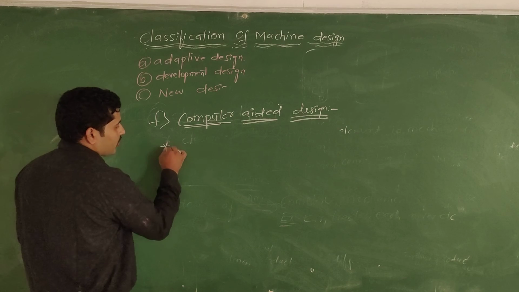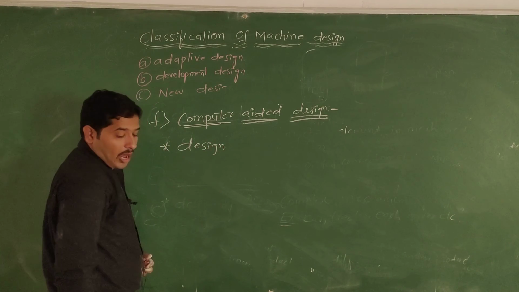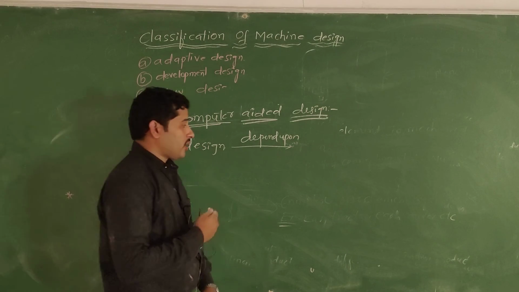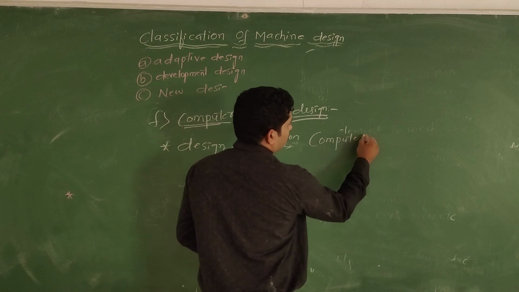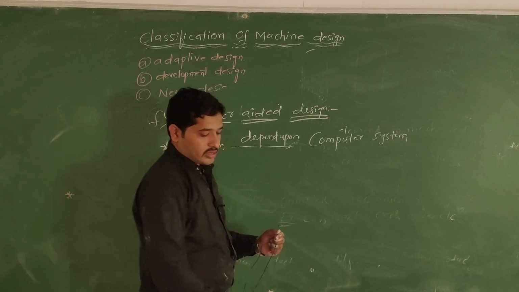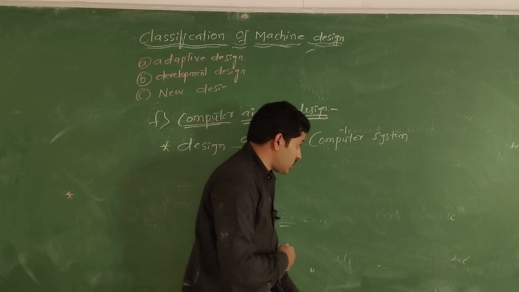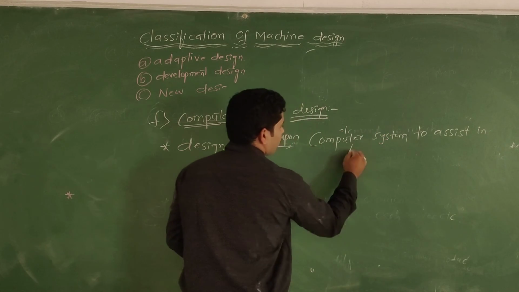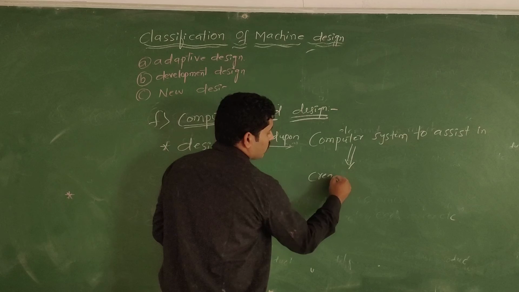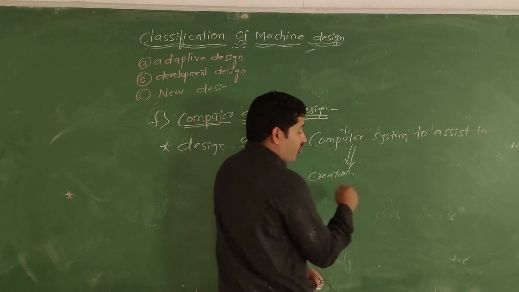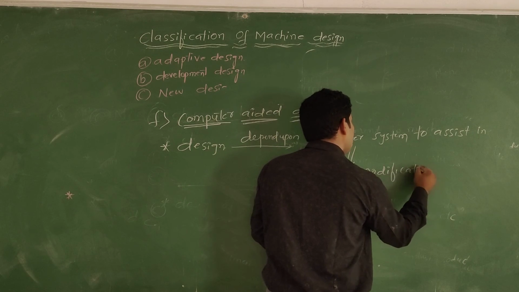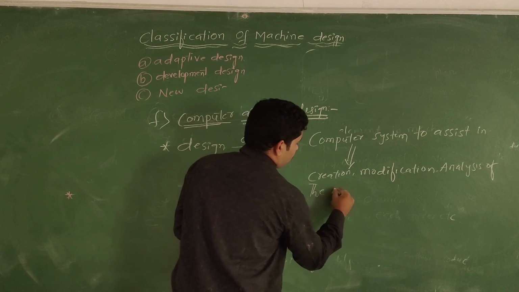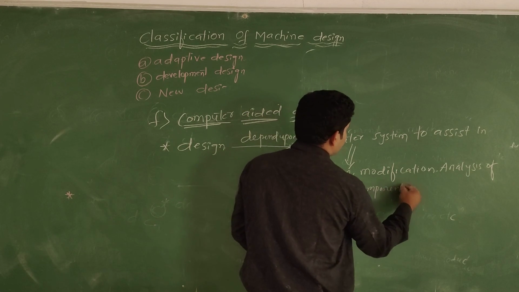Okay dear. The design depends upon the computer system, which assists in making or creating the model, creation of the model, or modification or analysis of the machine component. Such type of design, dear, we call computer aided design.